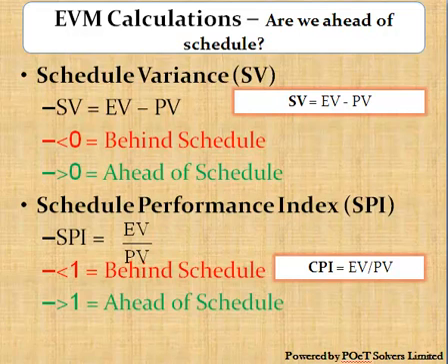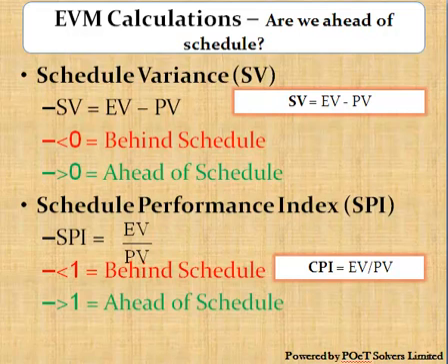The earned value formulas are used to figure out both our cost performance and our schedule performance. To figure out if we are ahead of schedule or not, and especially by how much, we use the schedule variance, or SV. The schedule variance is the difference between the earned value and the planned value. So SV is equal to EV minus PV. If that value is positive, we are ahead of schedule. On the other hand, if it is negative, then we are behind schedule.